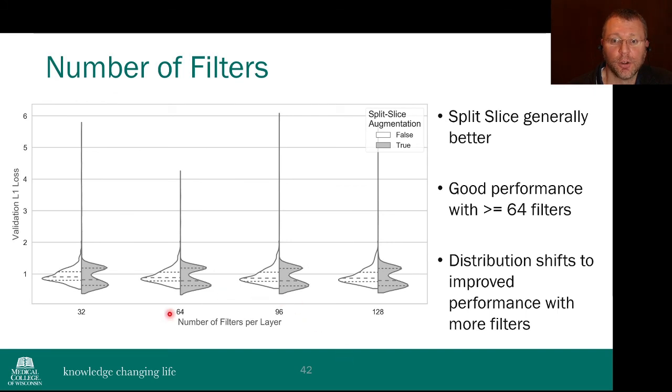With the number of filters per layer, again, the trend goes in that way of suggesting that you're doing well when you're using the split slice training augmentation. And if you have 64 filters per layer, you end up pretty much hitting an asymptote. You're generally good at that point, and it's a little overkill if you start going into higher numbers of filters per layer.